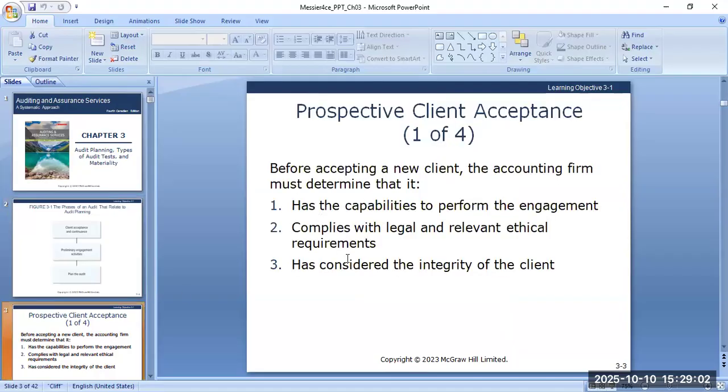Now let's start with the first scenario, a brand new client. Before accepting a new client, the accounting firm must determine two things. First, am I capable of performing the engagement? So whatever the client asks me, am I capable of performing it?